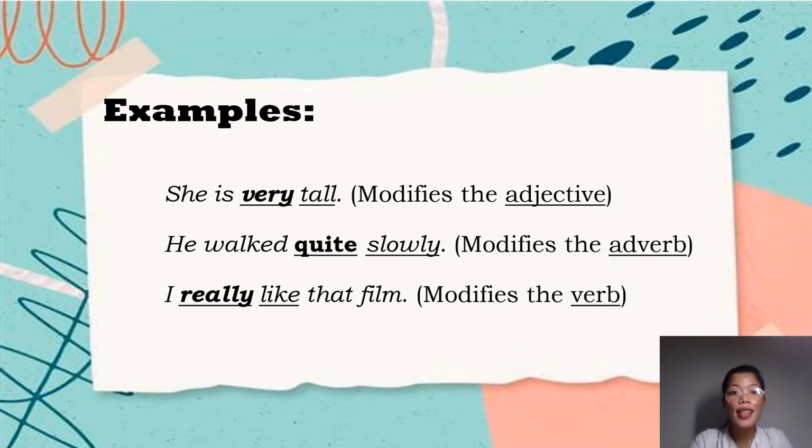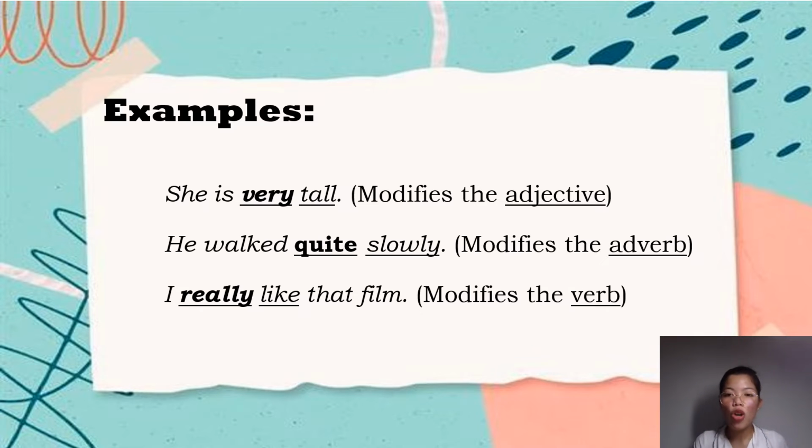First, she is very tall. Very here is an adverb of degree that modifies the adjective tall. Then, he walked quite slowly. Quite here is an adverb of degree that modifies the adverb slowly. Next, I really like that film. Really here is the adverb of degree, then like here is the verb. Why could we say that like here is a verb?